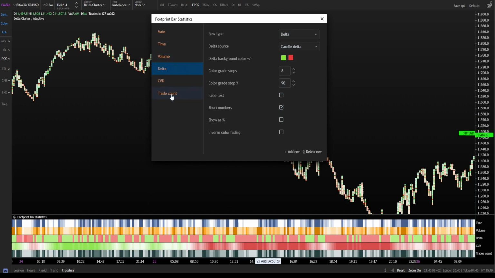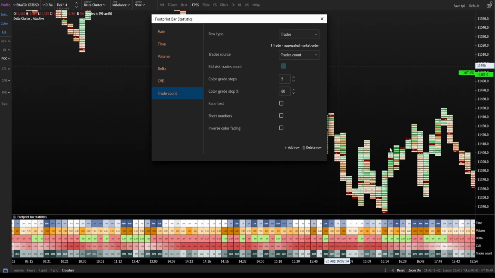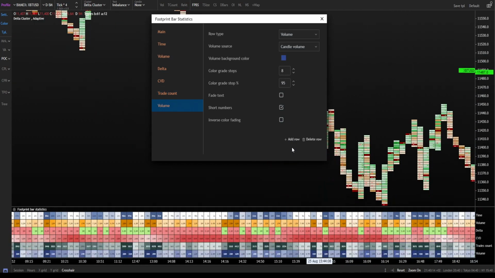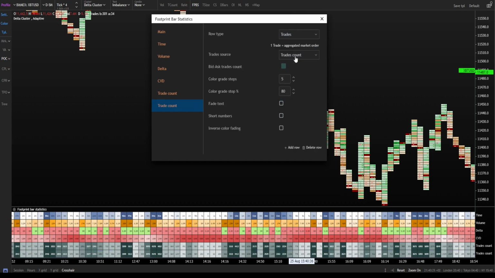Let's assume you want to add it on the bottom. Select the bottom information, click add row, and select time. There you go. And the same goes for trade count, right? Trade counts. Here you can specify also, you can dissect it even further, like how many sell trades were there, how many buy trades were there, how many trades per second were there, and then how many sells per second were there, how many buys per second.